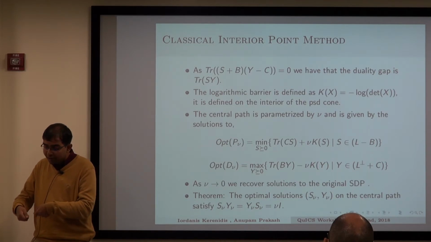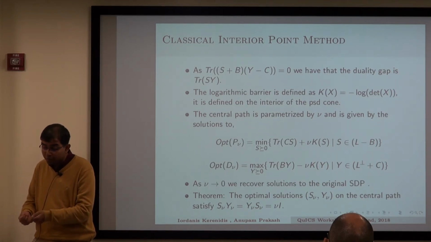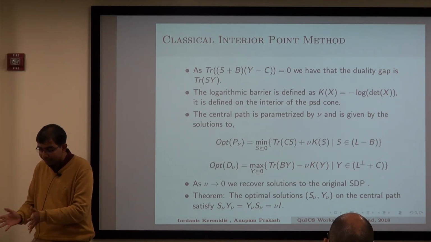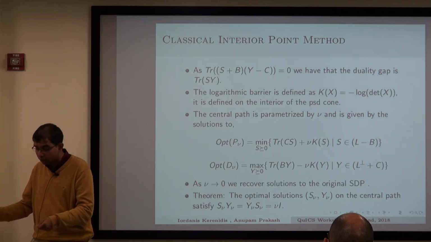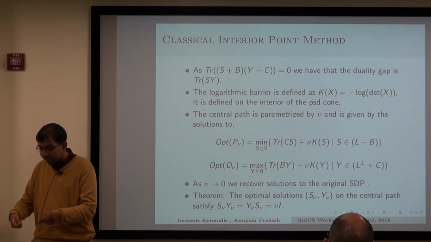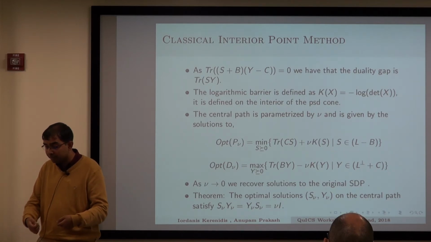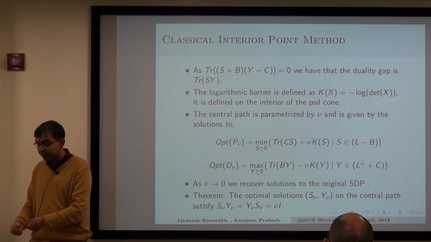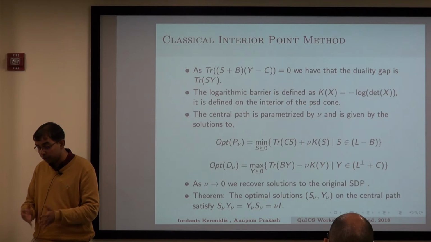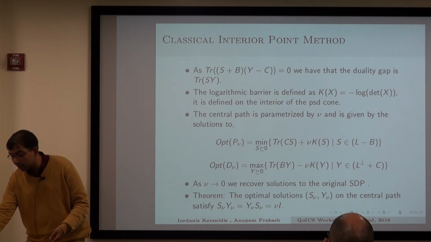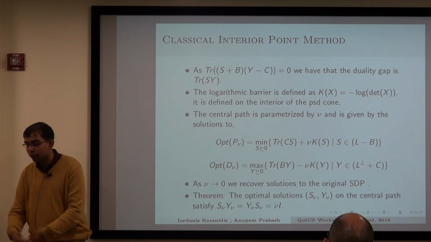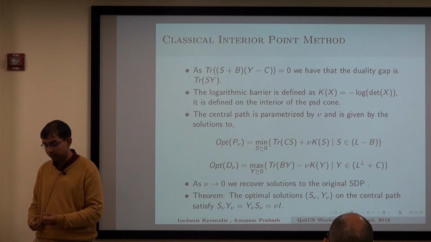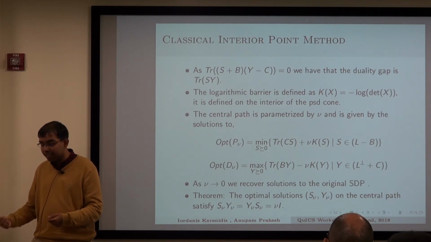So now we need to define what's called the central path. For this purpose, we introduce the logarithmic barrier, which is K(X) equals minus log det X. And the central path is parameterized by a single positive real number nu, and it's given by solutions to the following convex programs. So it's the same as the SDP, apart from the fact that we have added nu times the log barrier to the objective function. So one can see that as nu tends to 0, we tend to the SDP.